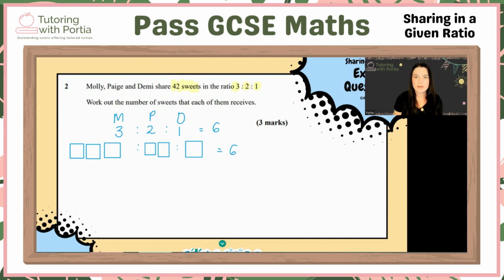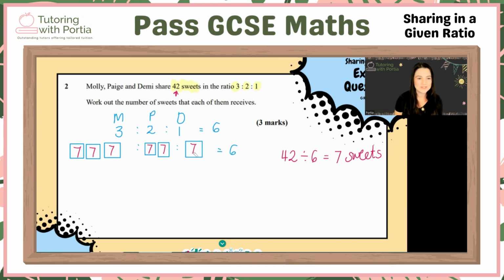So if we go back to the question, we need to remind ourselves that we're sharing 42 sweets. So we take that 42 and we're dividing it equally between those 6 parts we've got. 42 divided by 6 is 7 sweets. So in each of those sections, in each of those equal parts, there are 7 sweets.